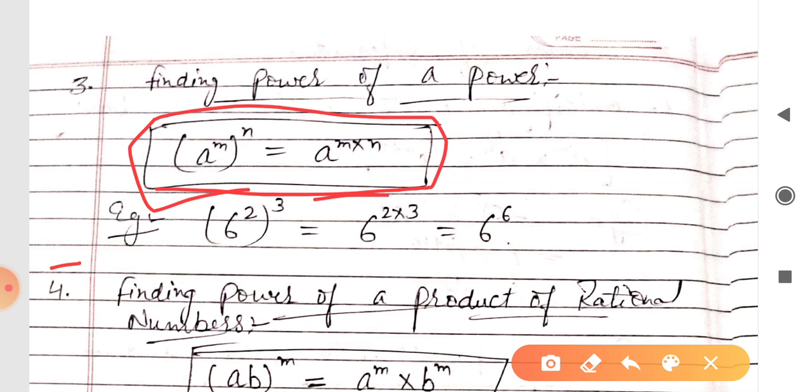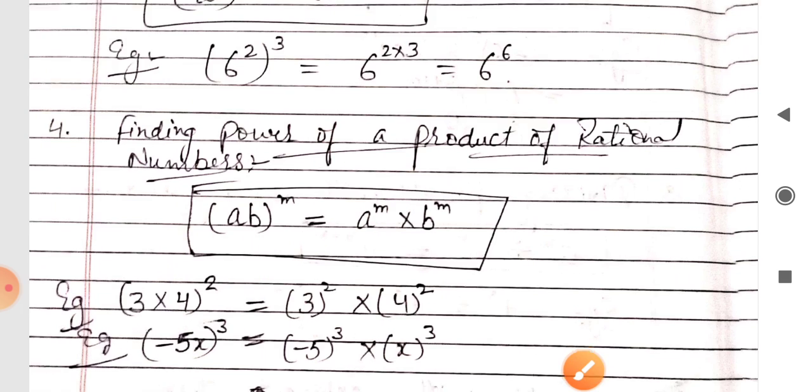Then there is an example which is related to this law. 6 raised to power 2, all raised to power 3. Here base is 6 and there are two powers of 6, 2 and 3. So multiply these powers. We get 6 raised to power 2 multiplied by 3, and the answer will be 6 raised to power 6.